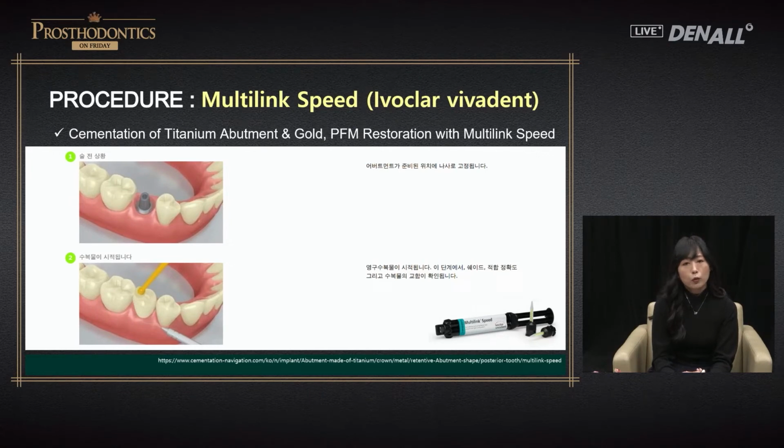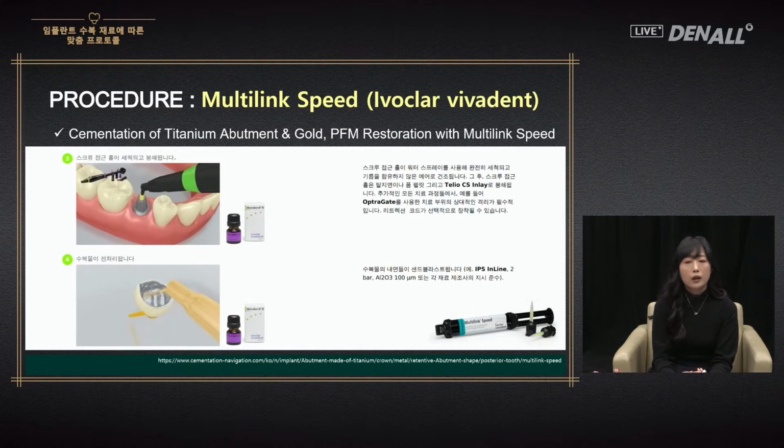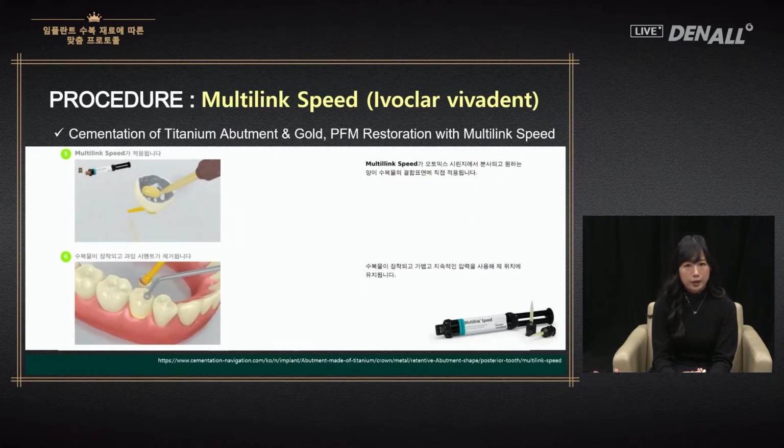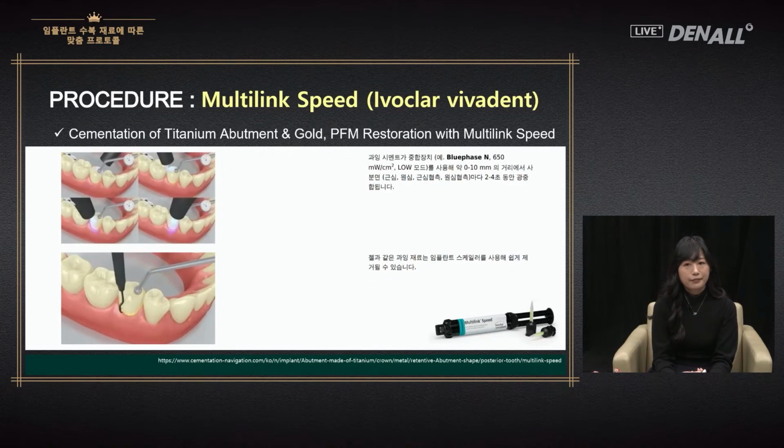Place the abutment and try in the restoration to check the fit and occlusion. The inner surface of the restoration, you need to sandblast and clean, connect the abutment, and after cleaning, seal it. If necessary, apply Monobond N, which is a surface treatment agent for the restoration and abutment. Use Multilink Speed on the inner surface of the restoration and place the restoration. Conduct a tack curing and remove excess cement.